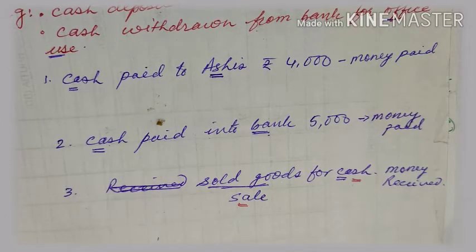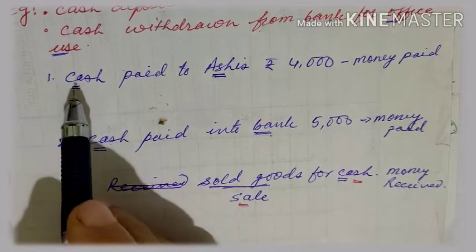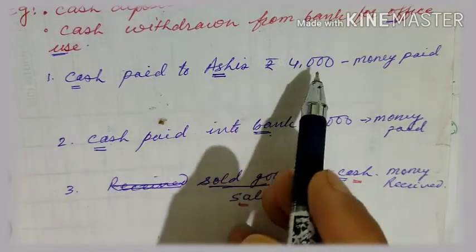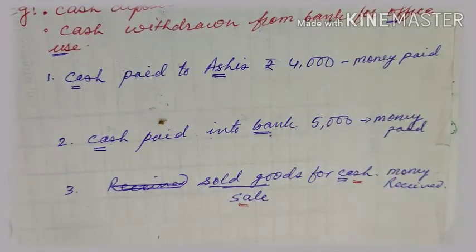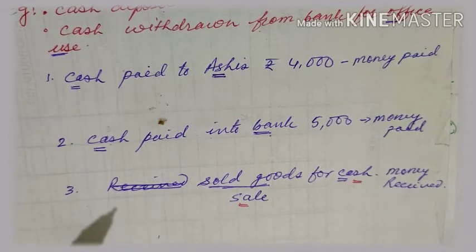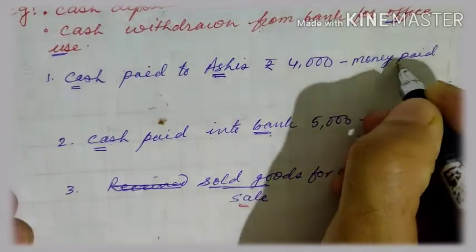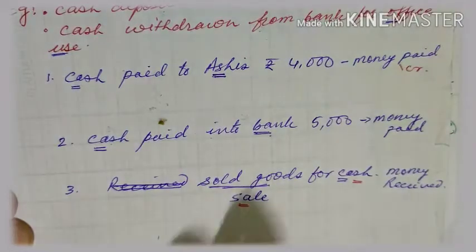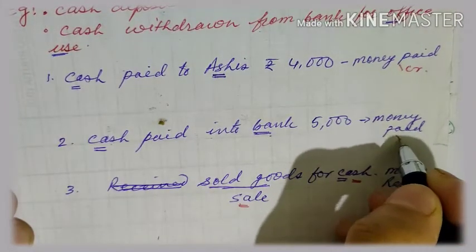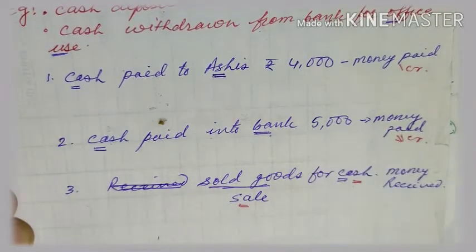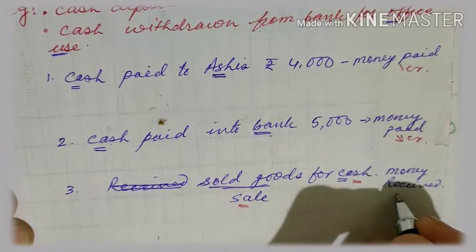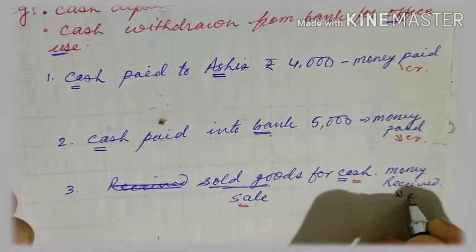Let's see how this contra entry will be recorded in the cash book. Let's take the same example. Number 1, cash paid to Ashish rupees 4,000. This is money paid. I've already explained in the previous video how to make entries in the cash book. Money received will be on the debit side and money paid will be on the credit side. So this money paid will be recorded on the credit side. This is again money paid. So this money paid will also be on the credit side. This is money received. So the entry for this will be on the debit side.